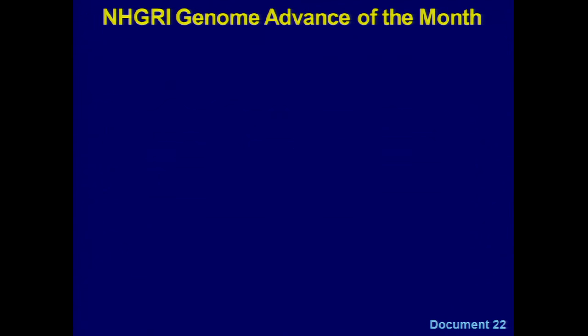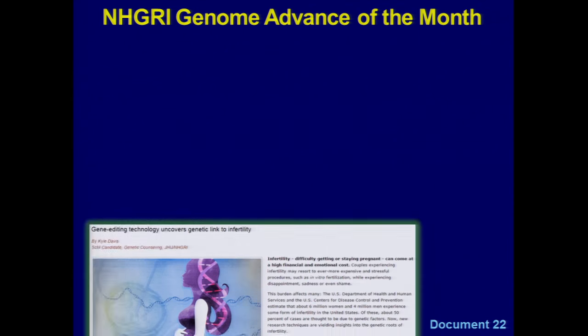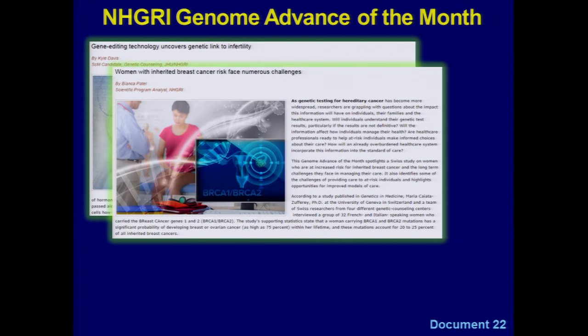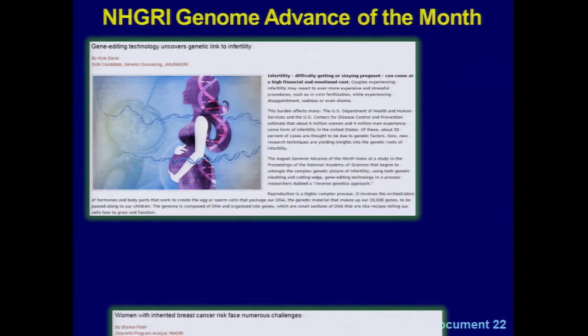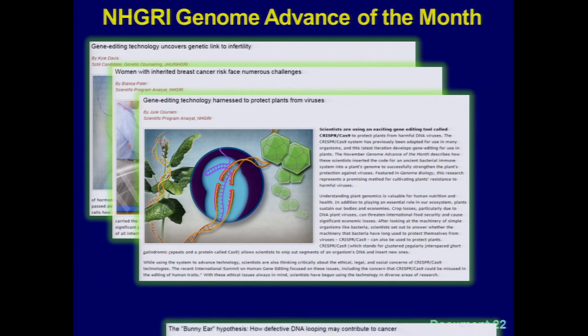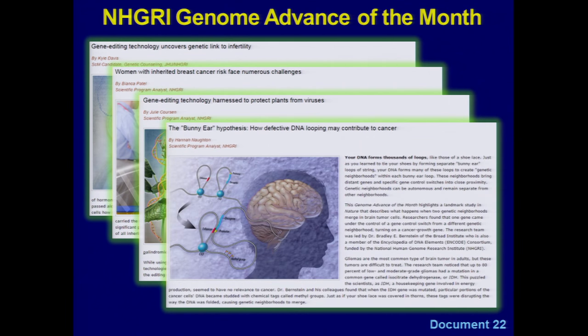Finally, NHGRI Genome Advances of the Month, since the last council meeting, has featured publications examining the complex genetic picture of infertility, challenges faced by women with inherited breast cancer, employing gene editing to protect plants from viruses, yet another CRISPR. As soon as my computer catches up. There you go. Yet another CRISPR example, and the contributions of DNA looping to cancer.